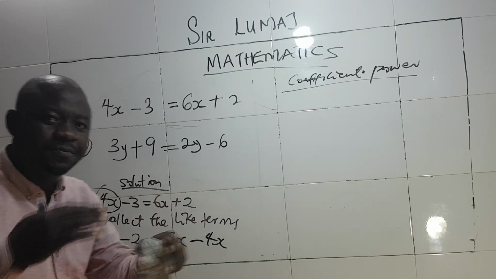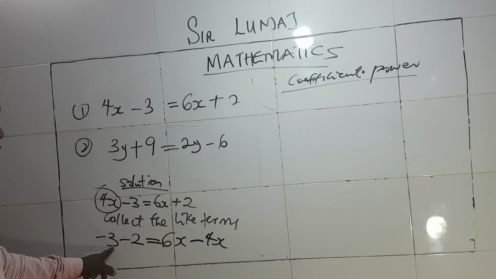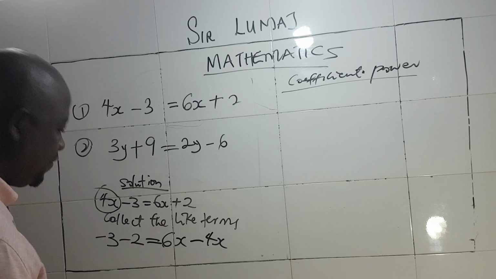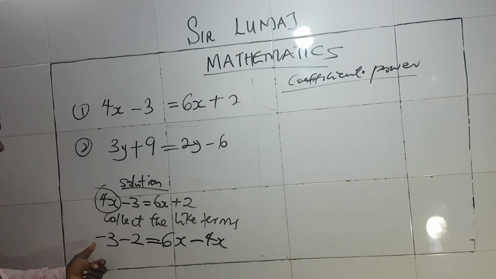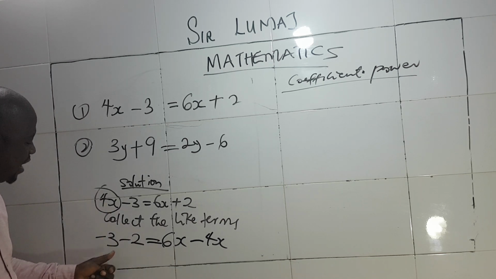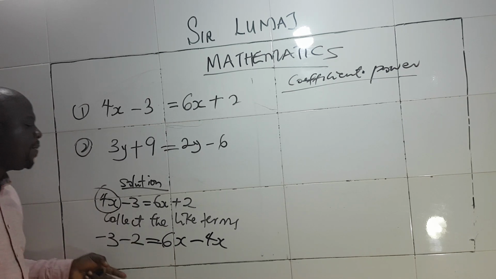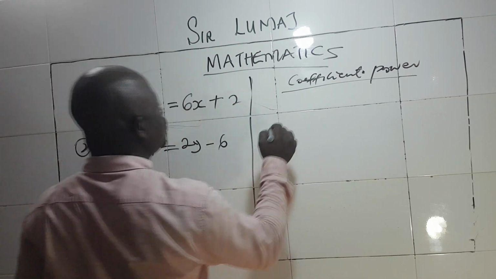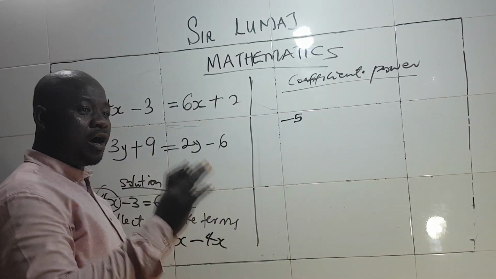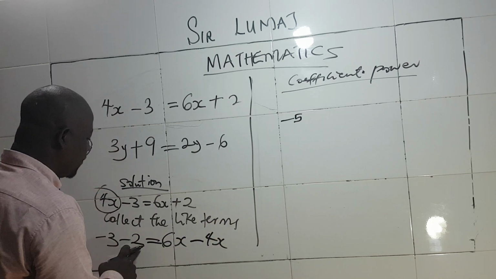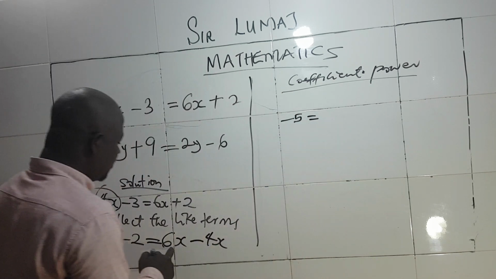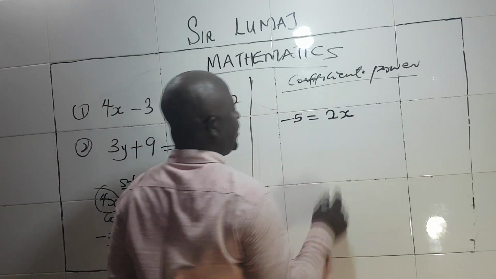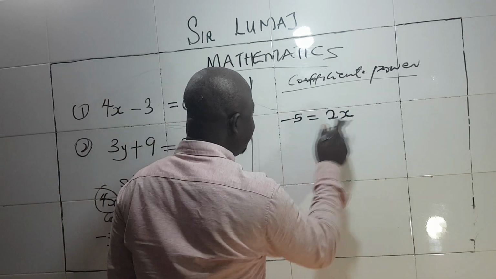And when you see minus, it means you are owing. I'm owing 3 naira. I'm owing another 2 naira. How much am I owing? 5 naira. Or you can equally say that I'm owing 3 people. At the same time, I'm owing another 2 people. How many people am I owing altogether? 5 people. So by the time you write your answer, it will now be minus 5, showing that you are owing 5 people. So we have minus 5 is equal to 6x minus 4x. That one is very easy. That's 2x.